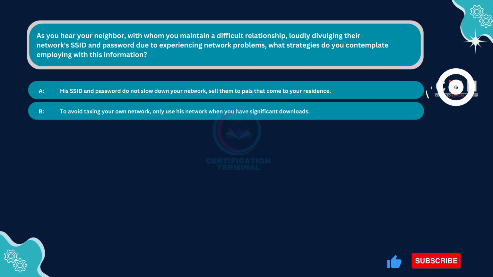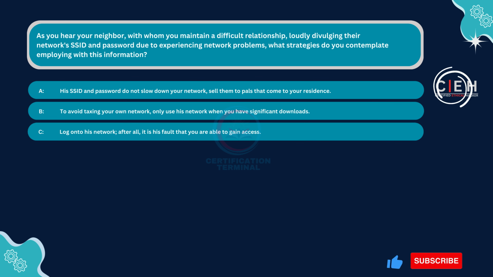Option B, to avoid taxing your own network, only use his network when you have significant downloads. Option C, log onto his network. After all, it is his fault that you were able to gain access. Option D, nothing, except to advise him to update the SSID and password for the network. The correct answer is Option D. Nothing, except to advise him to update the SSID and password for the network.